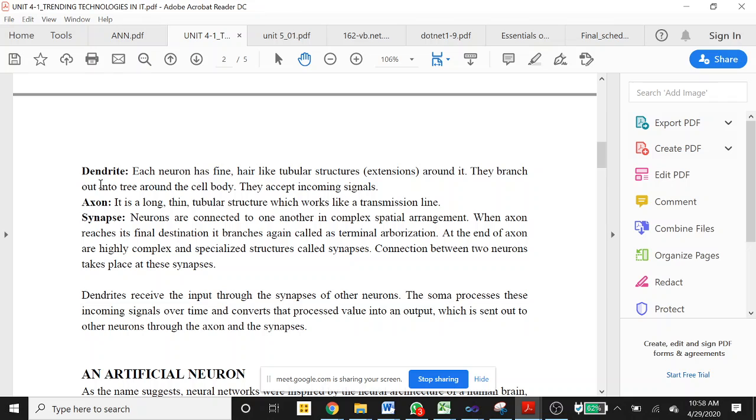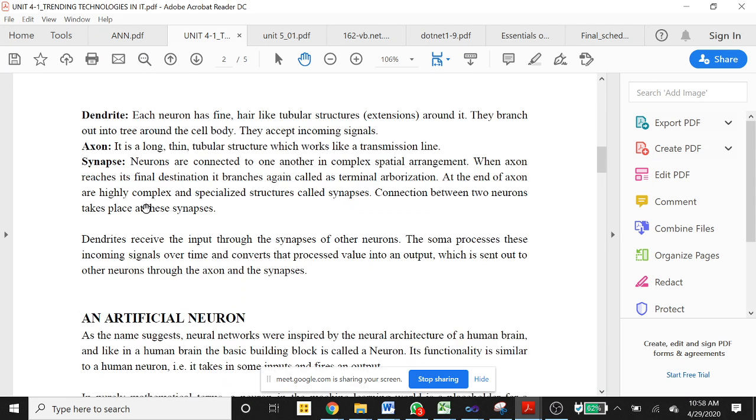Then we have the axon. The axon is the link between one neuron and another neuron, and via that link we transfer the electronic signal, or we can say the electronic voltage, from one neuron to another neuron in our human brain. Then we have the synapse. Neurons are connected with a complex arrangement called the synapse. The interconnection of neurons has to be built by the synapse. So these are the components of a biological neuron in the human mind.